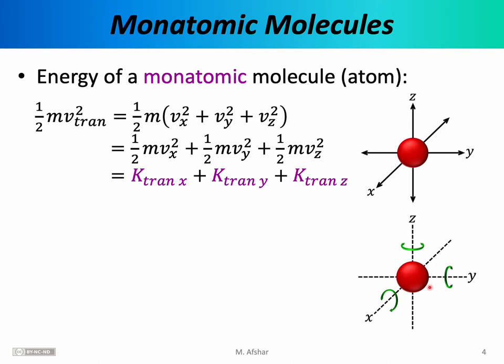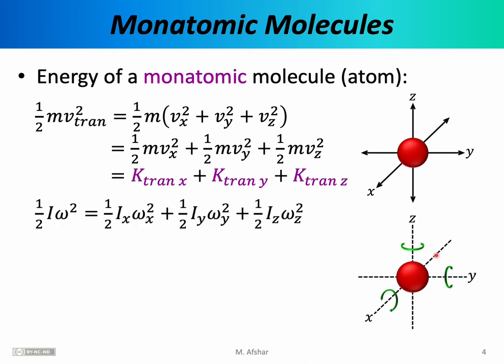The molecule could be rotating. If we are in three-dimensional space, then the molecule could be rotating around the x-axis or around the y-axis or around the z-axis. The molecule, of course, could be rotating around some diagonal axis as well, but that angular velocity could be expressed as a linear sum of the 3 angular velocities that I've described here.